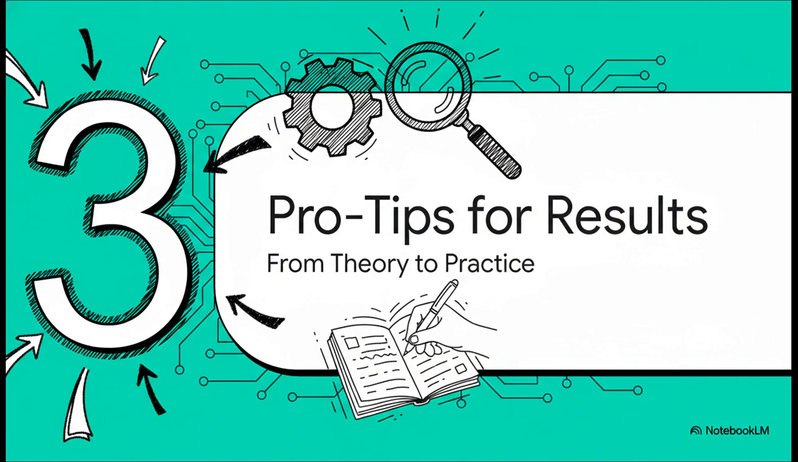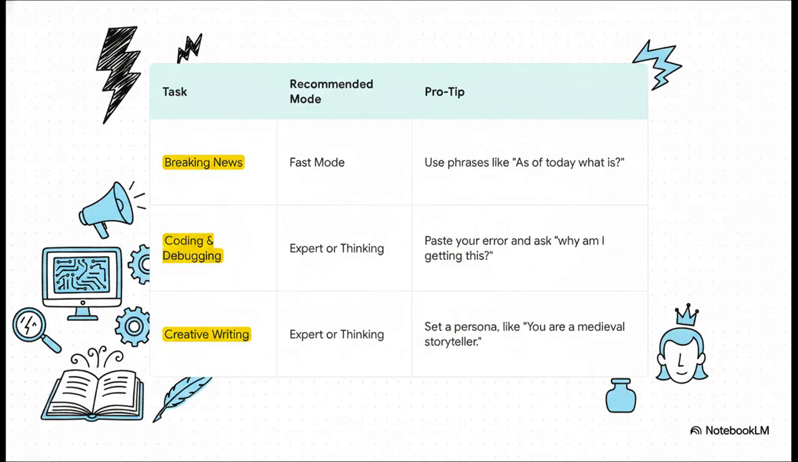All right, so that's the theory. Now let's get practical. Let's talk about how you can actually use all this to get way, way better results from Grok. So here's your cheat sheet, turning all that info into action. If you're dealing with breaking news, you're gonna want to use fast mode. And a pro tip, start your prompt with something like, "As of today, what is," to really trigger that live lookup.